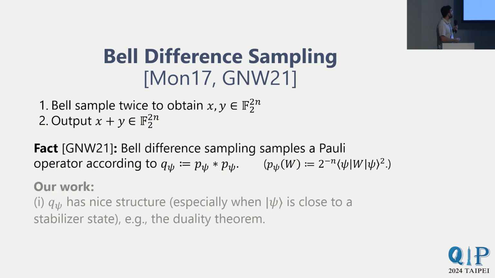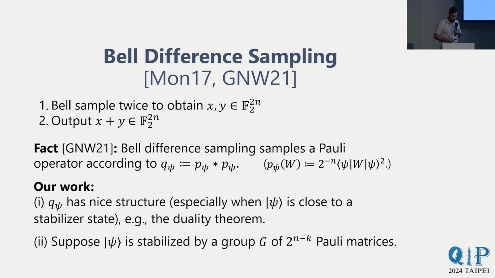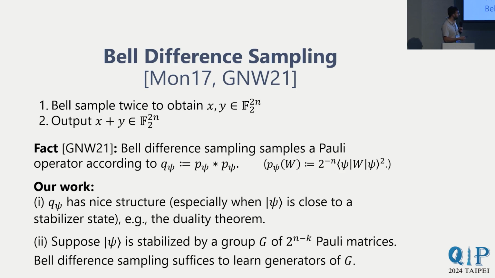In our work, again, we take this further. We show that q-psi has some nice structure more generally, especially when psi is close to stabilizer. Again, this means prepared with few T-gates or having some large overlap with some stabilizer state. Also, q-psi has its own duality theorem. And something that's very useful to know is that if you do have a state psi that is stabilized by a group G of 2 to the n minus k Paulis, then Bell difference sampling alone suffices to learn the generators of G.